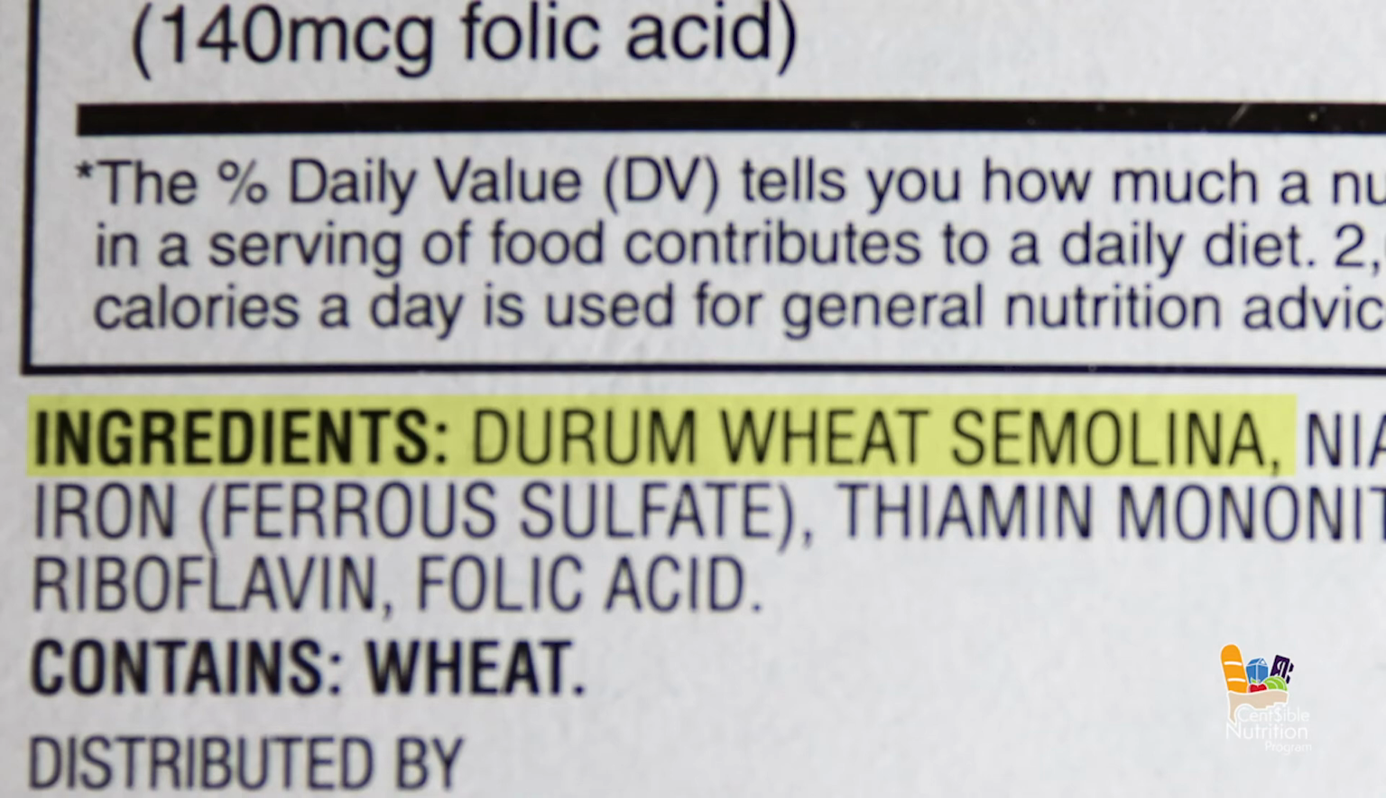If the first ingredient in your grain product says whole wheat, whole grain, it most likely is a whole grain product. But using that formula for the nutrition fact label is a really easy way to check, just to make sure that what you're buying is a whole grain and helps you make half your plate whole grains.